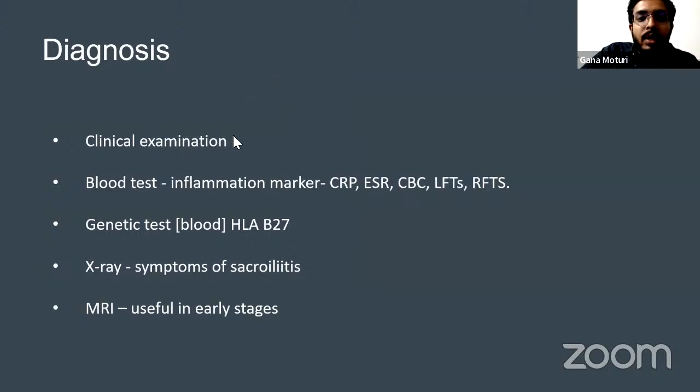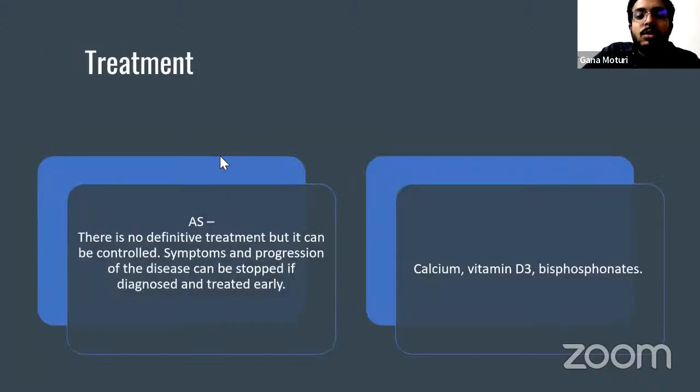So for diagnosis, we need clinical examination as well as blood tests to check for the rise of the inflammatory markers, CRP, ESR, CBC, liver function test, and renal function test, and the genetic test of HLA-B27, and X-ray of the lower back to look for signs of sacroiliitis, and MRI is useful in early stages to detect the sacroiliitis. So for the treatment, there is no definitive treatment, but it can be controlled. The symptoms and progression of the disease can be stopped if it is diagnosed and treated early.